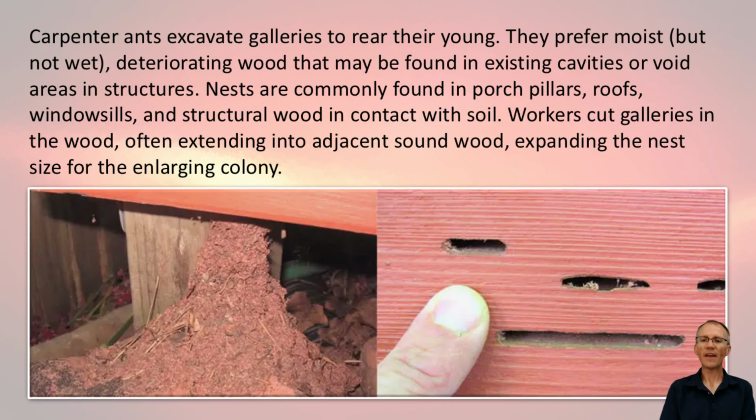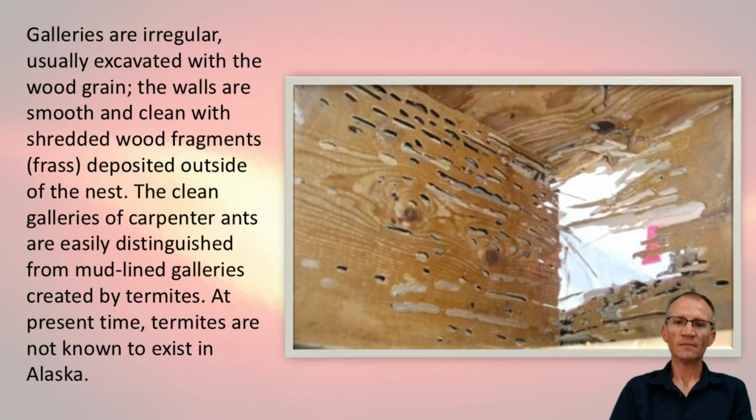Carpenter ants excavate galleries to rear their young. They prefer moist but not wet, deteriorating wood that may be found in existing cavities or void areas in structures. Nests are commonly found in porch pillars, roofs, window sills, and structural wood in contact with soil. Workers cut galleries in the wood, often extending into adjacent sound wood, expanding the nest size for the enlarging colony.